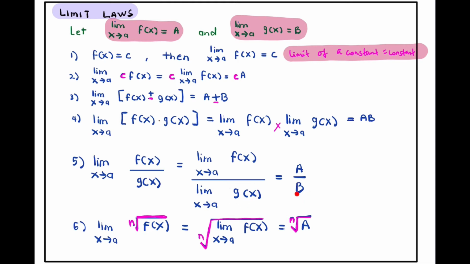Next, number 6, the limit of the nth root of f(x). So you have a radical here with root n. What you can do is put the root n outside and then put the limit inside. We already know the limit of f(x), which is a, therefore the answer is the nth root of a.